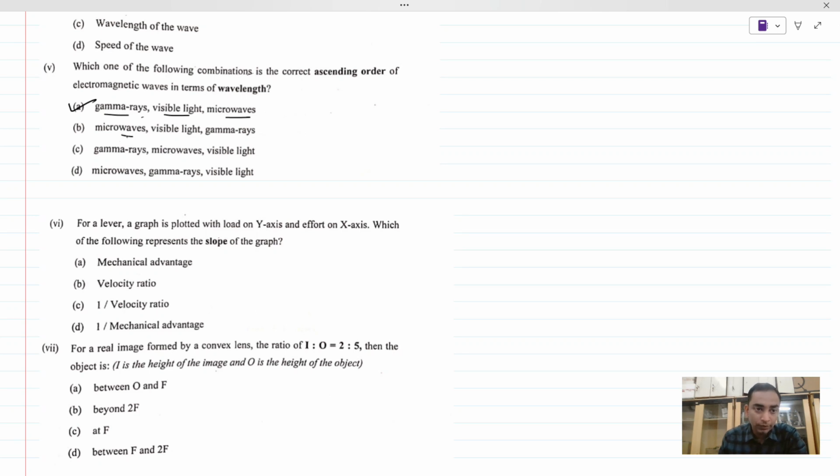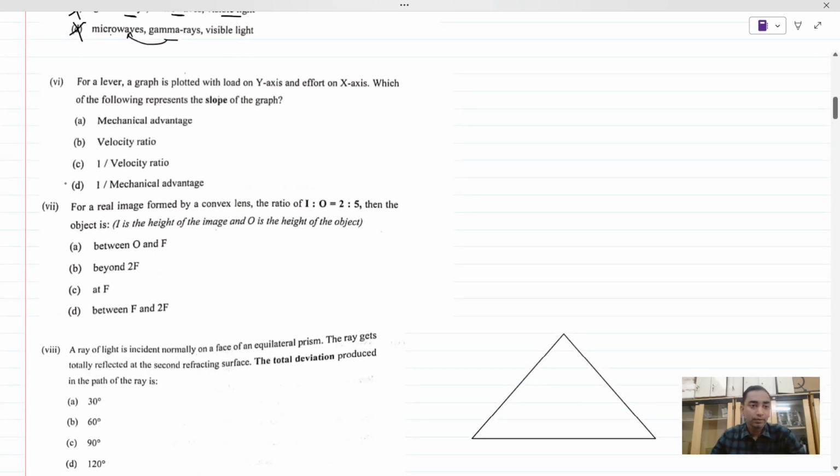Now, microwaves have a larger wavelength compared to visible, so this is a wrong answer. Gamma rays have shorter wavelength, so this could be the correct answer. But microwaves have bigger wavelength than visible, so this is a wrong answer. Microwaves, then gamma rays. No, this should be here. So again, this is a wrong answer, right?